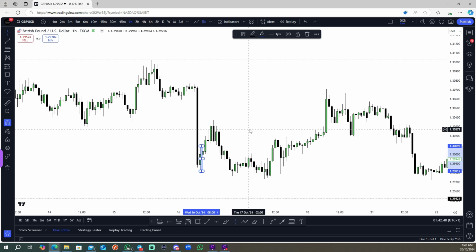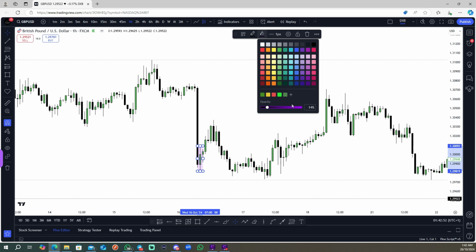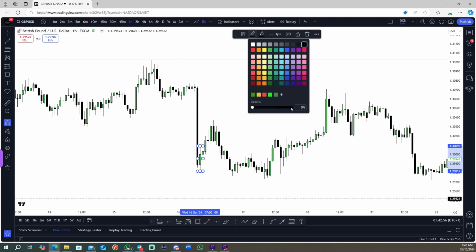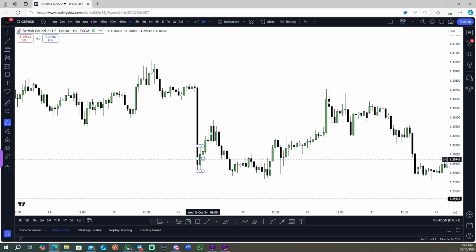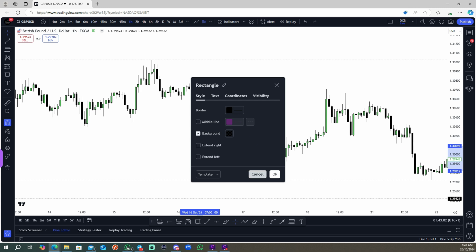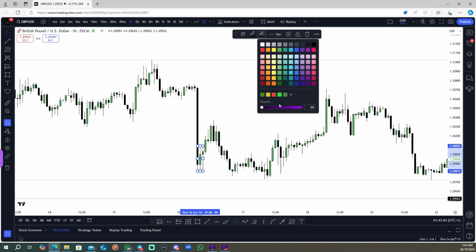If I can find the word session, here we are. And actually I'm going to change the outline. Oh, wrong one. I'm going to change the outline to black. This has changed to purple somehow. How's that happened? Okay, cool.